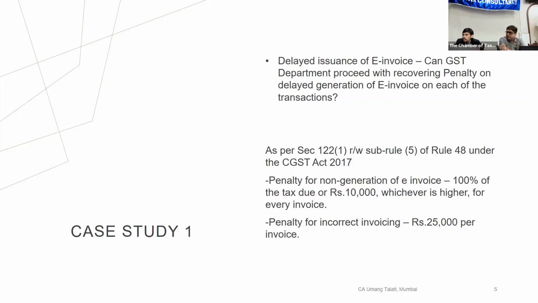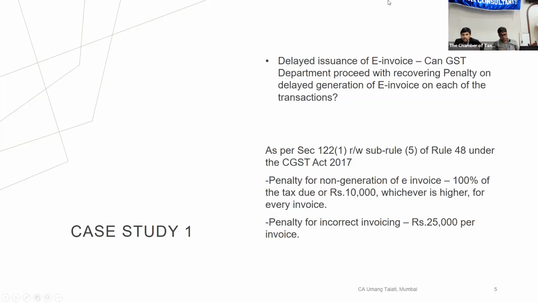So basically we've missed out from April to September. Let's even just say there were only 100 transactions. Can they recover penalty on each of these transactions individually? I'll just point out section 122(1), which I am reading with sub-rule 5. Penalty for non-generation of e-invoice is 100% of the tax due or 10,000, whichever is higher, for every invoice. Or penalty for incorrect invoicing is rupees 25,000 per invoice. So now what is the group's view?